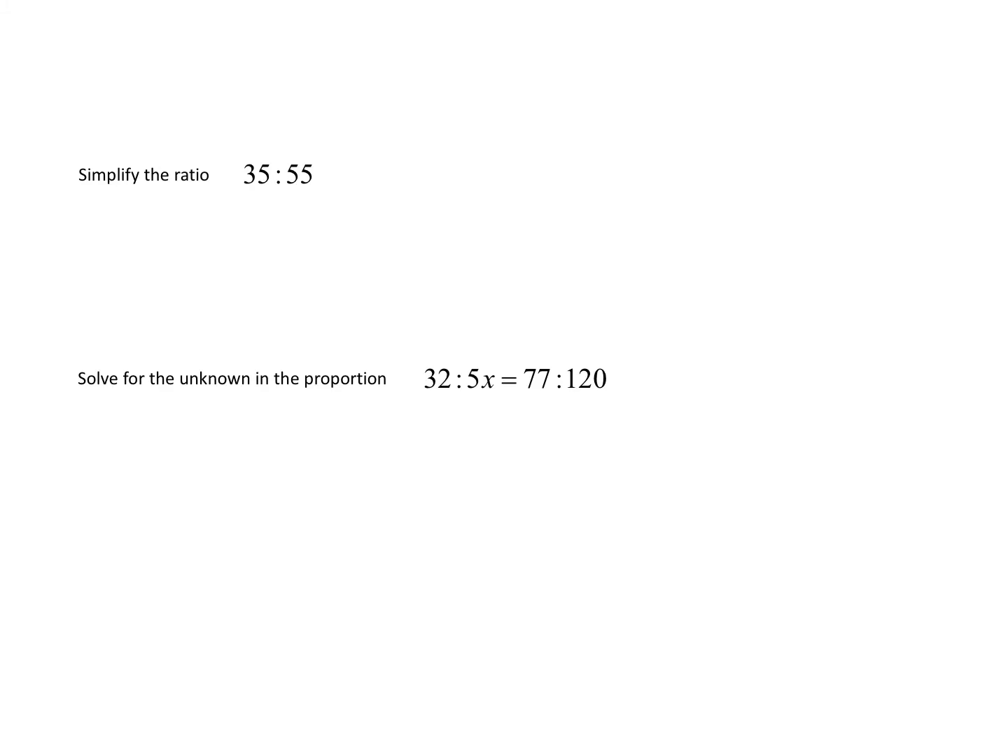In this video, we're going to work with ratios and proportions. Simplifying a ratio is the same idea as simplifying a fraction. In this case, we can divide both top and bottom by 5, giving us 7 over 11, or 7 to 11.